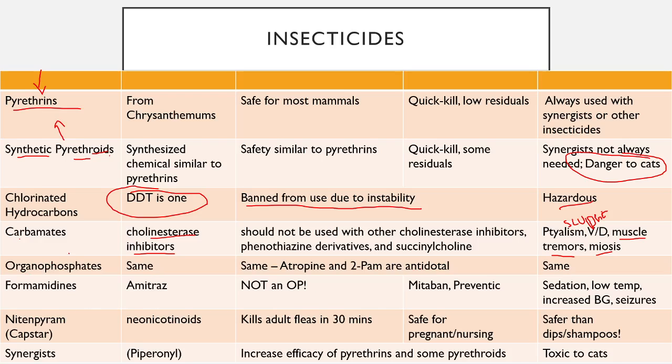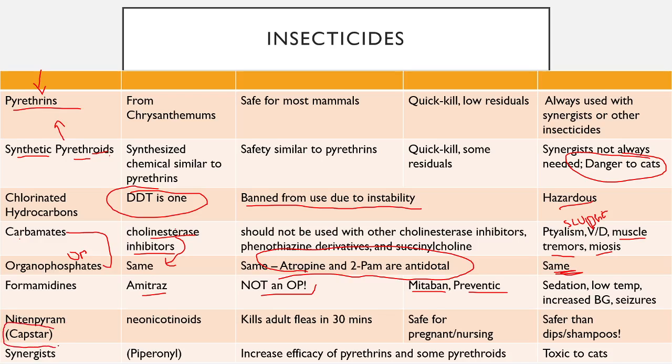pupil. Organophosphates, OP, okay, same thing as a cholinesterase inhibitor. Same thing. The antidotes are atropine and 2-PAM or pralidoxime. See the same thing here. These two are basically the same. Formamidines, it's amitraz. It's not an OP. This is what we use. It's Mitaban or Preventic. Can cause sedation, low temperature, increased blood glucose, and seizures. Do have to be careful with this with cats.